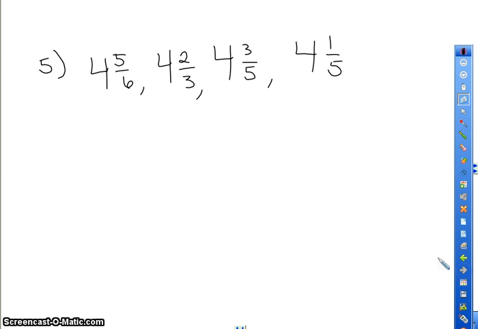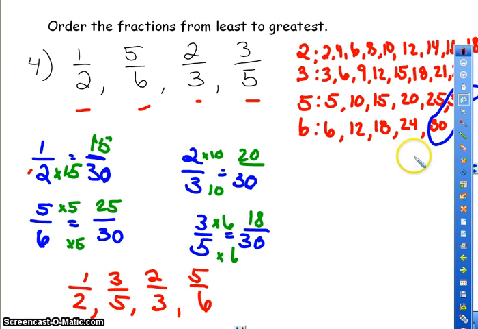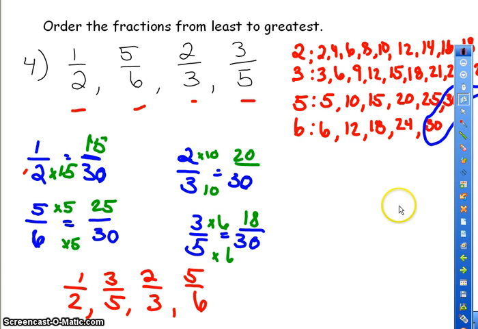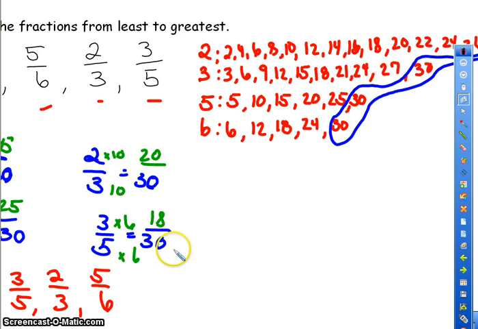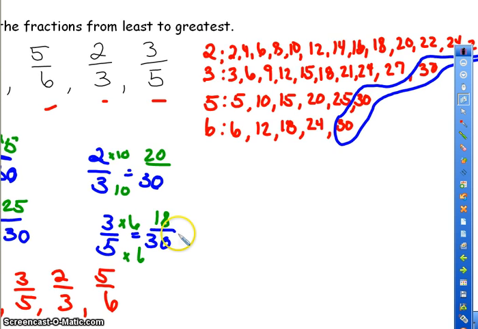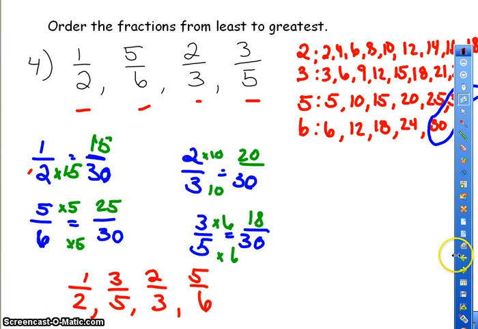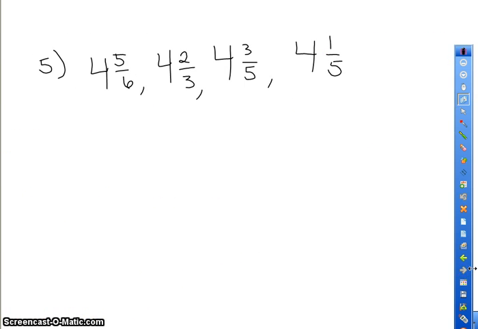Okay, let's go to our last problem. 4 and 5/6, 4 and 2/3, 4 and 3/5, and 4 and 1/5. Now I've already written out 6, 3, 5, and 5, and I found their LCD, smallest common denominator, to be 30. So I've already done that work. Okay, so I'm not going to do it again.